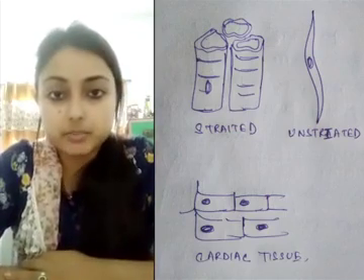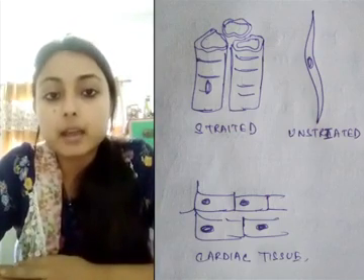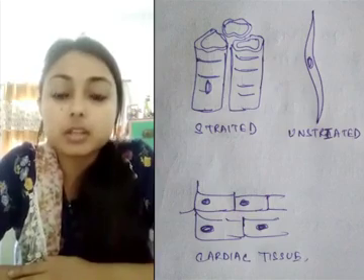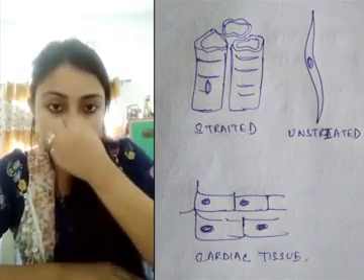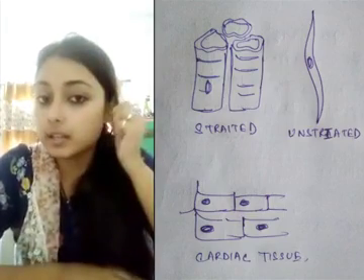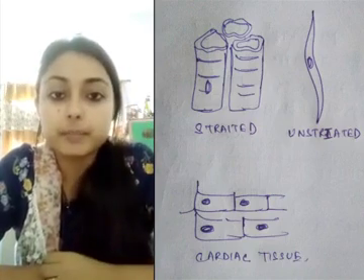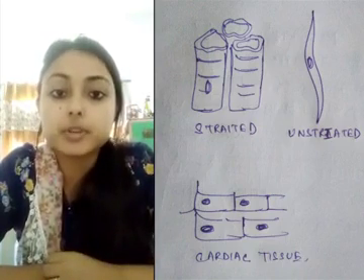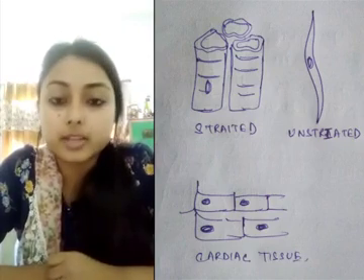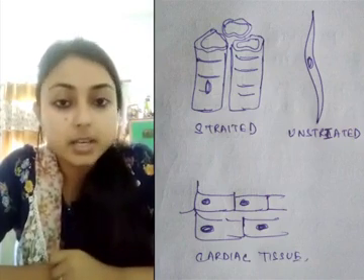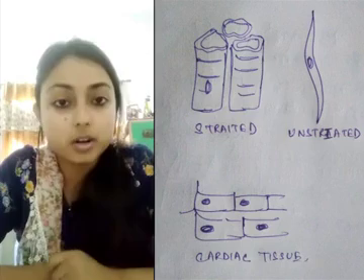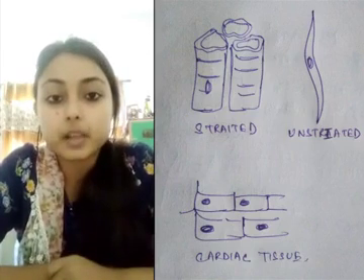Another type of connective tissue is cartilage. Cartilage is found in the nose, the separation of the nose, in the ears, rings of trachea and bronchial tubes, between vertebrae and also at the end of long bones. Cartilages have no blood vessels or nerves running in them.